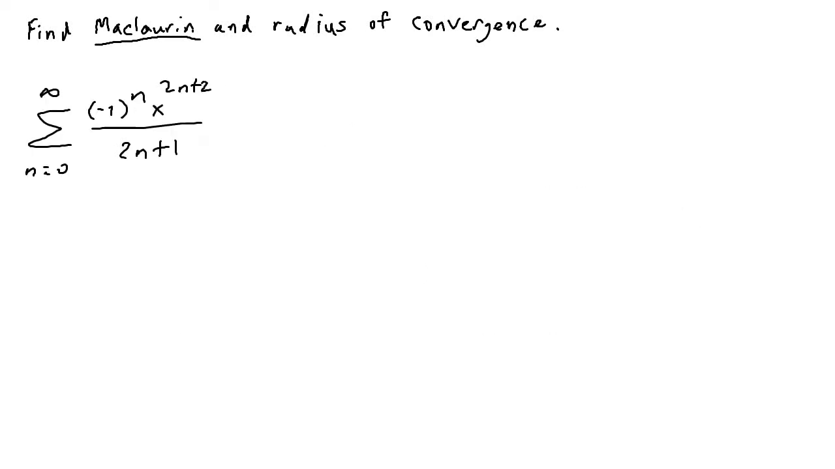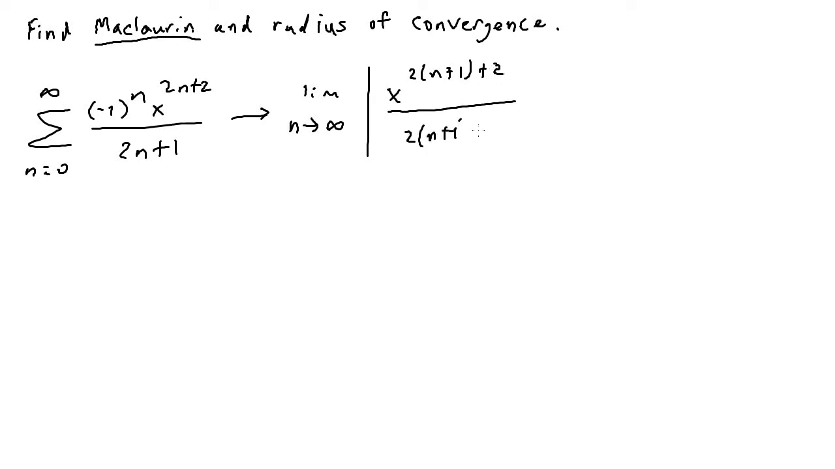So now in order to find the radius of convergence, we're going to use the ratio test once again. So we have the limit as n approaches infinity of the absolute value. Now once again, with the absolute value, we can remove the alternator, negative 1 to the n, and we don't need that. And we're going to replace n with n plus 1. So we have x to the 2 times n plus 1 plus 2 over 2 times n plus 1 plus 1. So we can divide by the sequence or multiply with the reciprocal. So multiply by 2n plus 1 over x to the 2n plus 2.